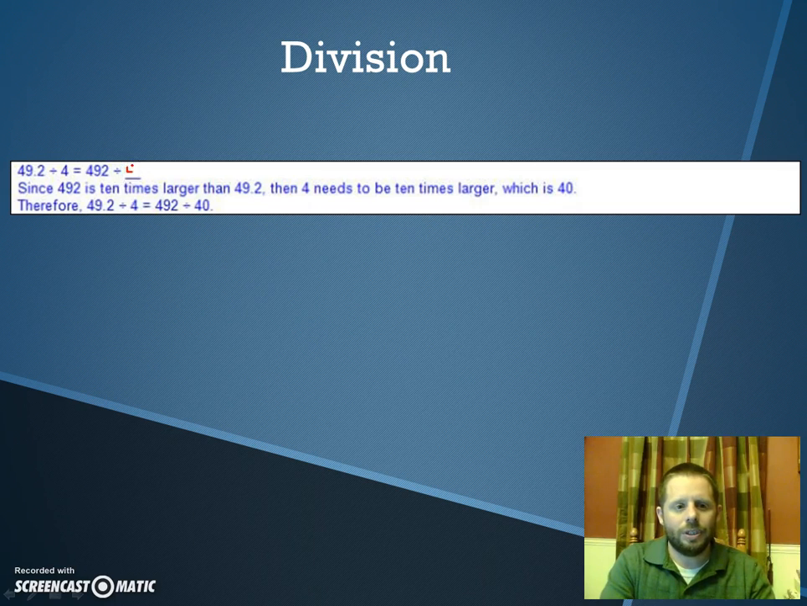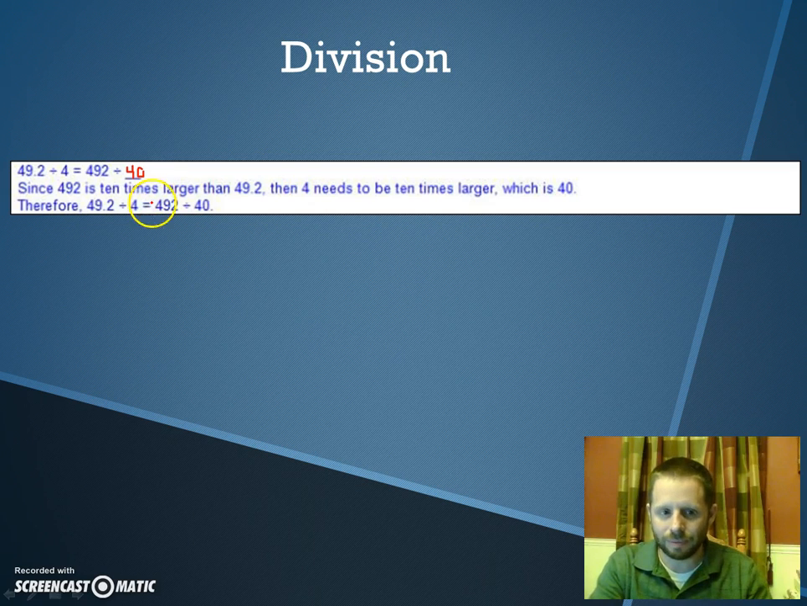What are we doing when we change the 49.2 to 492? Well, we're making a number that's 10 times greater than what we had originally, right? So to keep the problem the same and not alter the problem, we would need to change the divisor to make it 10 times greater. So 4 times 10 is 40. That's where the 40 comes from. Now, instead of having to do a division problem involving decimals, we're just doing a basic division problem involving whole numbers. So this is just one strategy that we can use to eliminate decimals and to allow us to just be doing division with whole numbers. Okay?